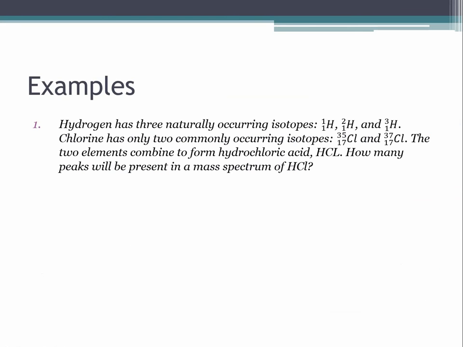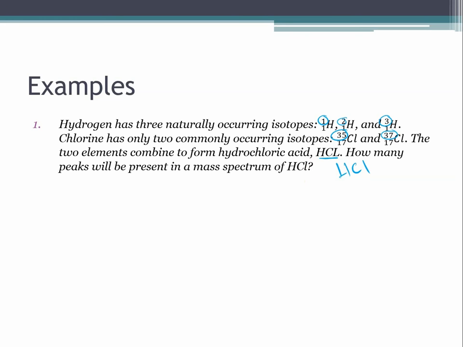Our first example here says hydrogen has 3 naturally occurring isotopes. Hydrogen with a mass of 1, hydrogen with a mass of 2, and hydrogen with a mass of 3. Chlorine has only 2 commonly occurring isotopes, chlorine with a mass of 35 and chlorine with a mass of 37. The 2 elements combine to form hydrochloric acid. It's made of hydrogen and it's made of chlorine. And that L should be lowercase. That's a typo. It should be HCl with a lowercase l. How many peaks will be present in a mass spectrum of HCl?